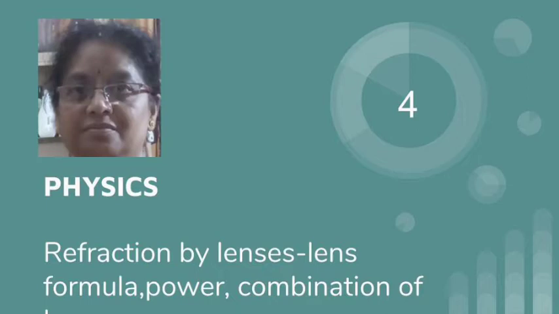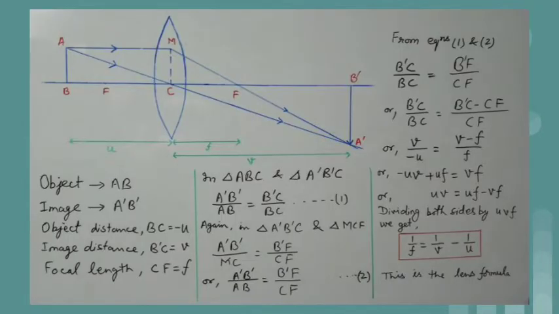Using any ray diagram for image formation, we can derive the lens formula. Refer the diagram in which object is AB and its real and inverted image is A'B'. So that the object distance BC is equal to -u, the image distance B'C is equal to v, and the focal length CF is equal to f. Now consider the triangles ABC and A'B'C. We find that A'B' by AB is equal to B'C by BC.